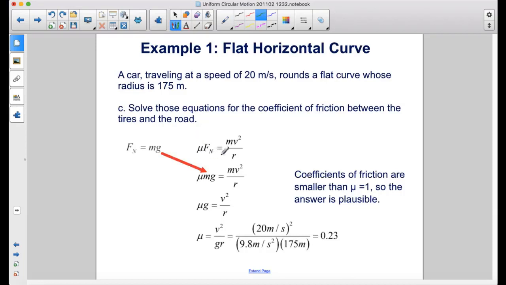Alright, then we just pick up where we left off on the last slide. Mu times the normal force equals mv squared over r. We solved on the previous slide for the normal force, which was mg, so we're going to substitute that in right there. Then we can go ahead and cancel those m's. Then we have mu g equals v squared over r. We're solving for the coefficient of friction, so we're going to solve for mu, divide both sides by g, and we get mu equals v squared over r times g, or g times r. Then we go ahead and plug in our numbers, and we get 0.23. And generally, coefficients of friction are smaller than 1, so this answer is plausible.